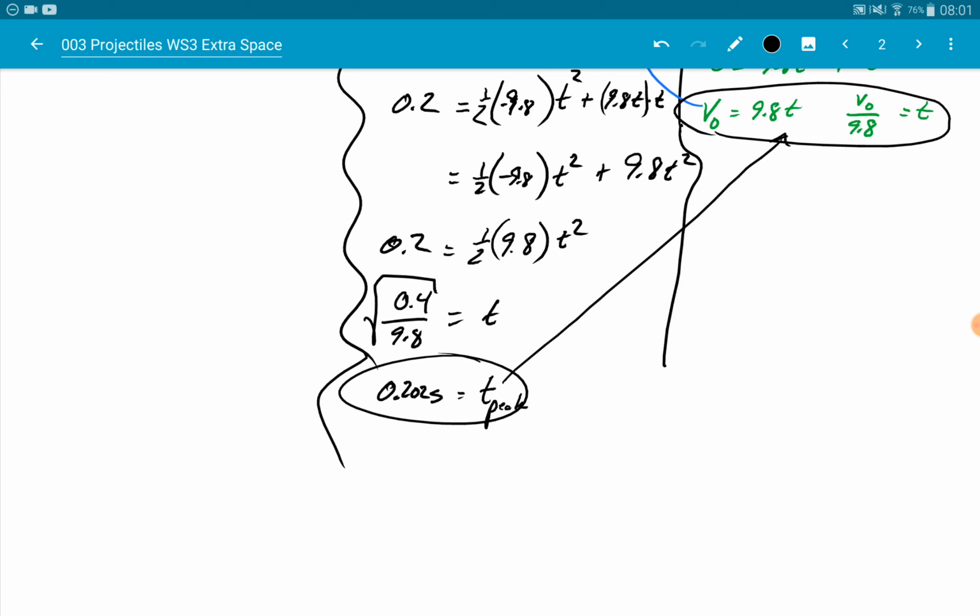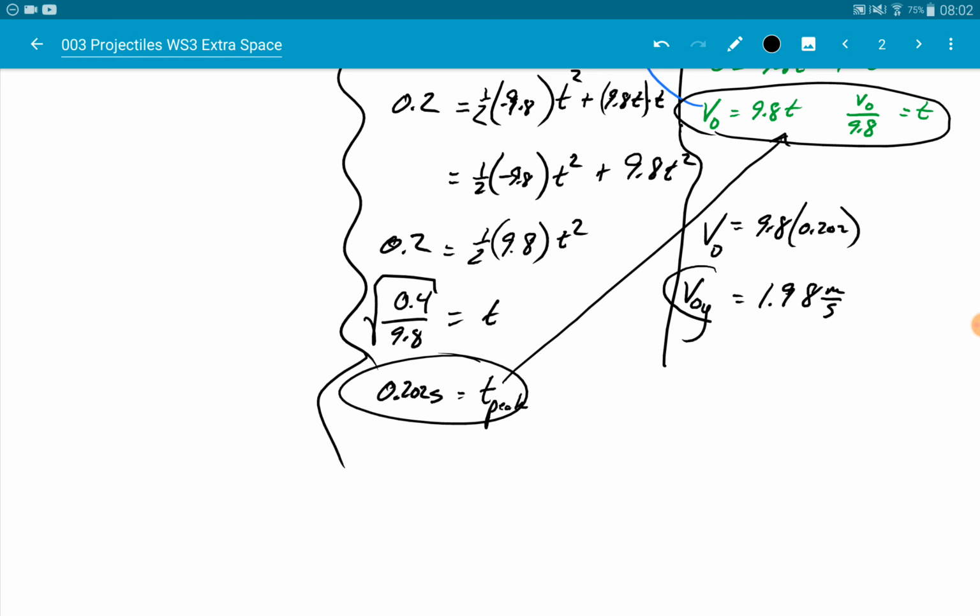There we go. And now I can find the velocity there. So the velocity is equal to 9.8 times the time, which is 0.202. And I don't use the rounded value. I'm storing that time as t in my calculator, multiplying it by 9.8. And I find that that's 1.98 meters per second is my initial vertical velocity.